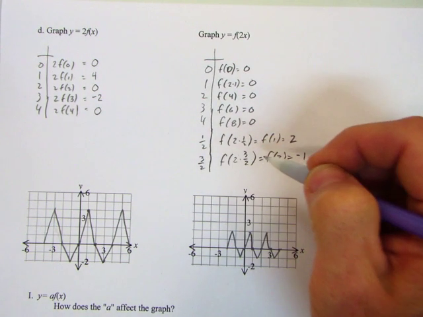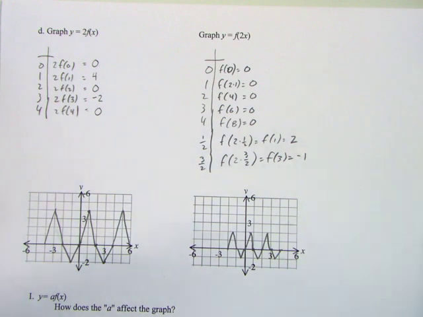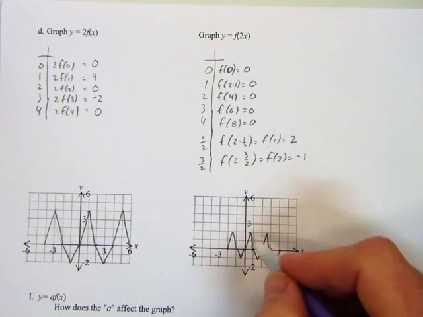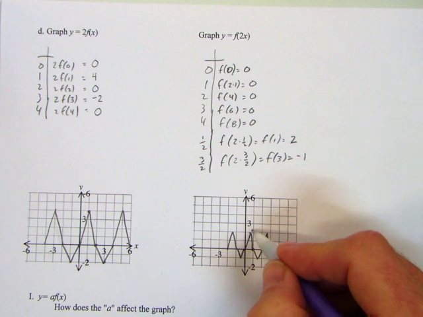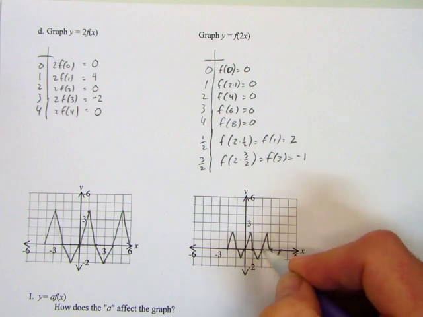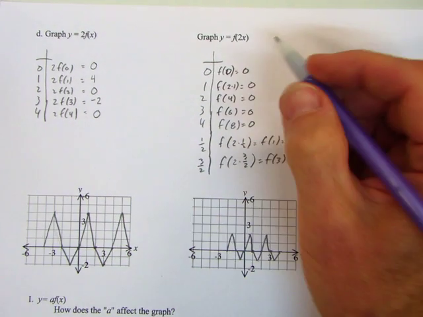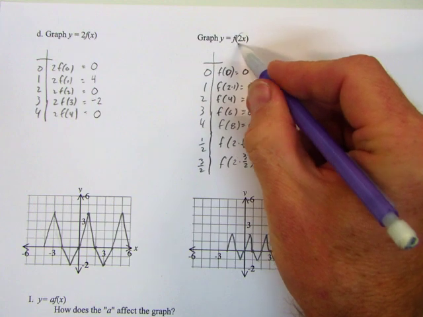What we're doing is all these x values are being shrunk down. What happened to the y numbers? The y numbers are still the same. They're still going to 2, -1, 0, 2, 0, -1, 0. But the x values are all half. Let's take a look at this and see why.